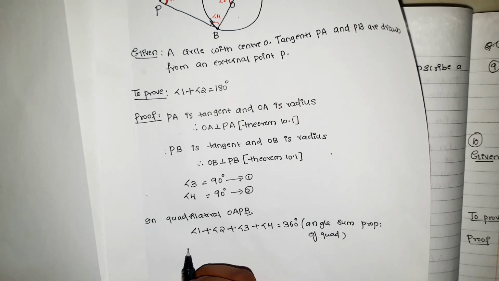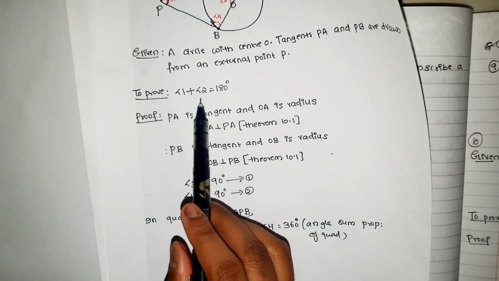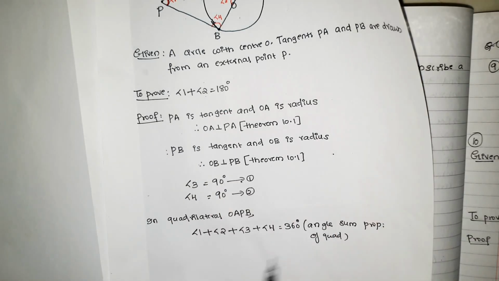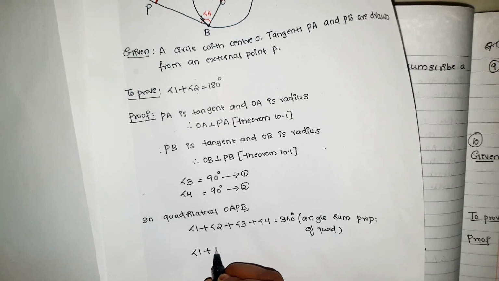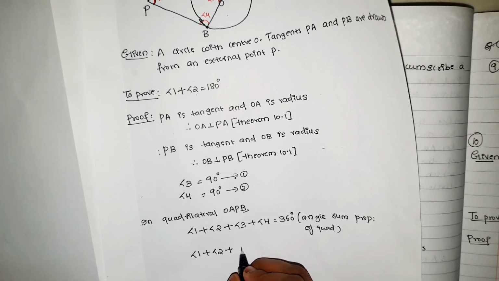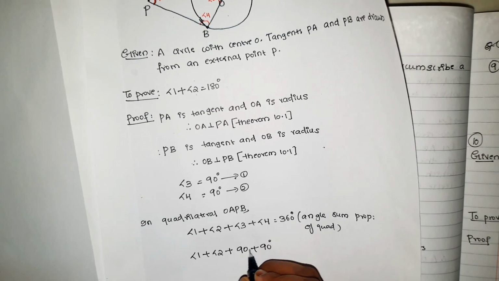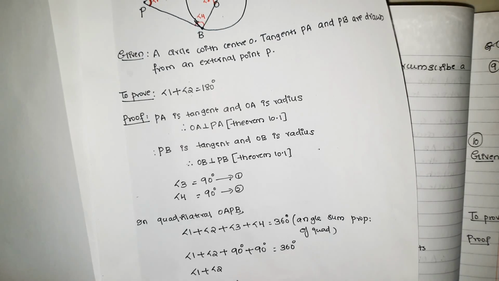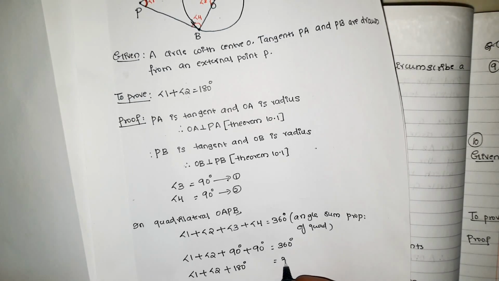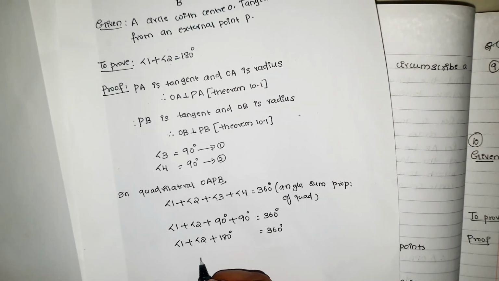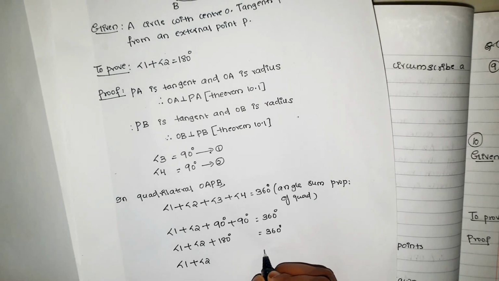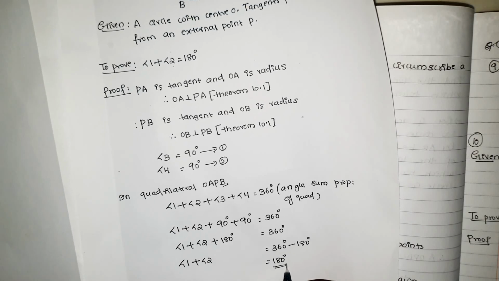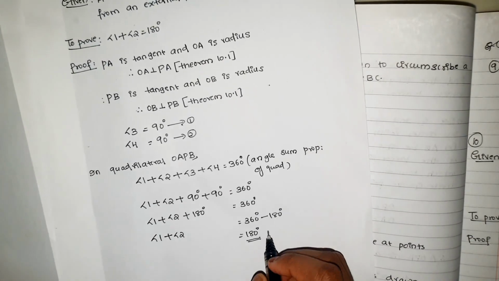Okay. So what is angle 1? Angle 1 plus angle 2 is 180 degree. So that is a thing we have to prove, right? So angle 1 plus angle 2 plus angle 3 is 90, 90 plus 90 degree is equal to 360 degree. So angle 1 plus angle 2 plus 180 degree is equal to 360 degree. Therefore, angle 1 plus angle 2 is equal to 360 degree minus 180 degree, that is equal to 180 degree. Hence, proved.